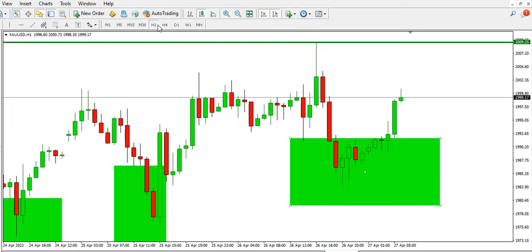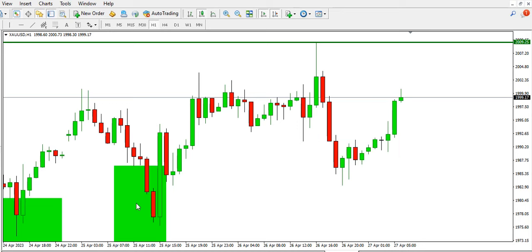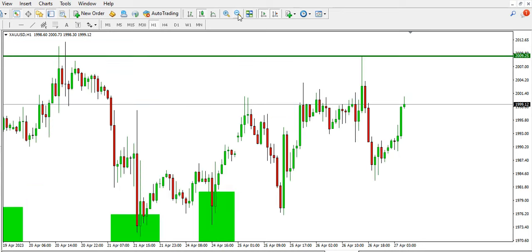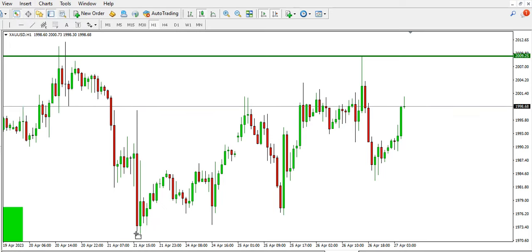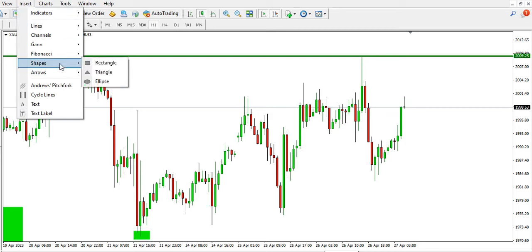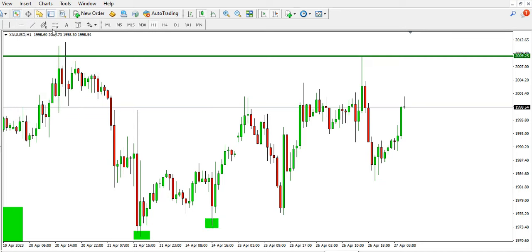Let's look at the 1-hour time frame. On the 1-hour time frame, I'm going to remove this. Then we are going to look at what's happening on the 1-hour time frame. We can see the lows. This is a low point on the 1-hour time frame. This is another low point. This is another one, and this is a fresh low on the 1-hour time frame.